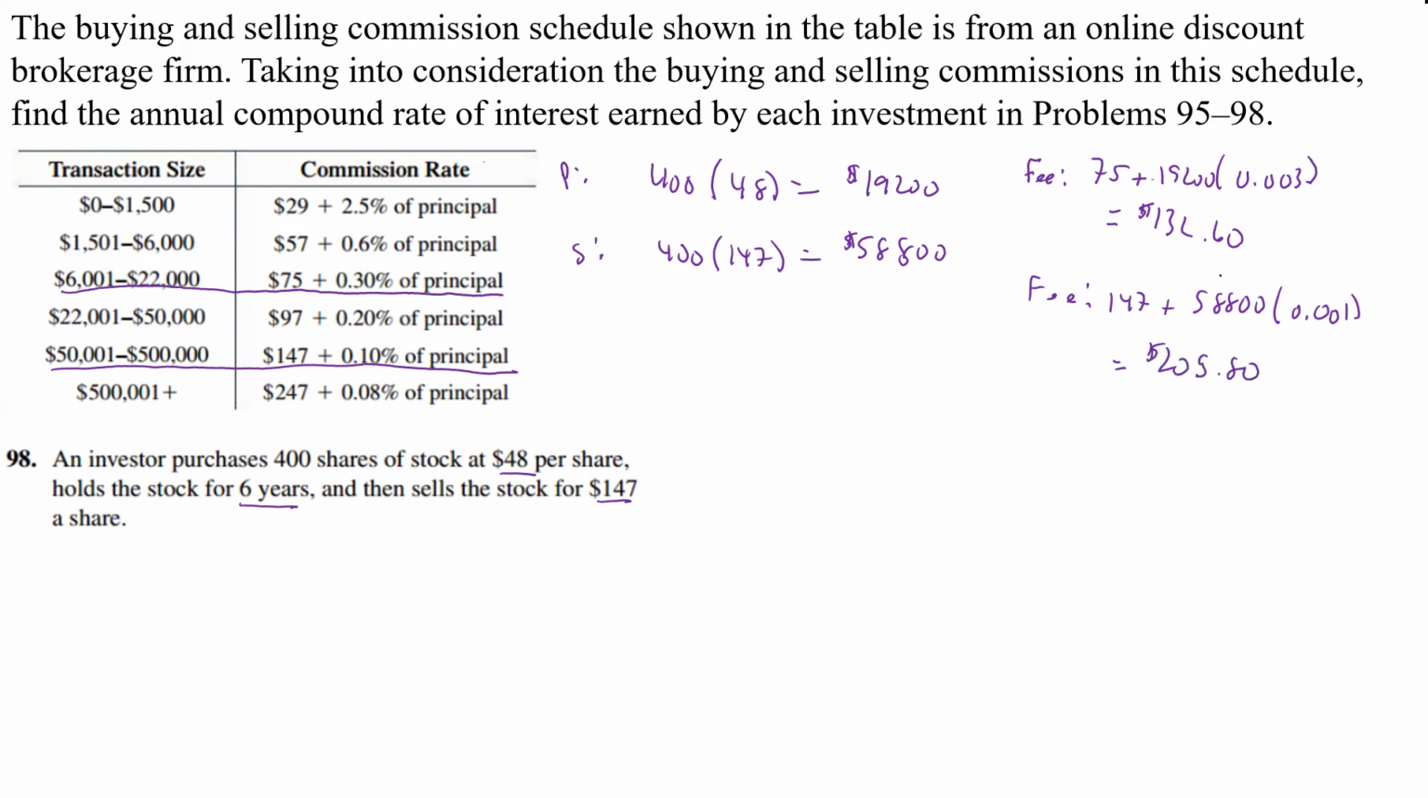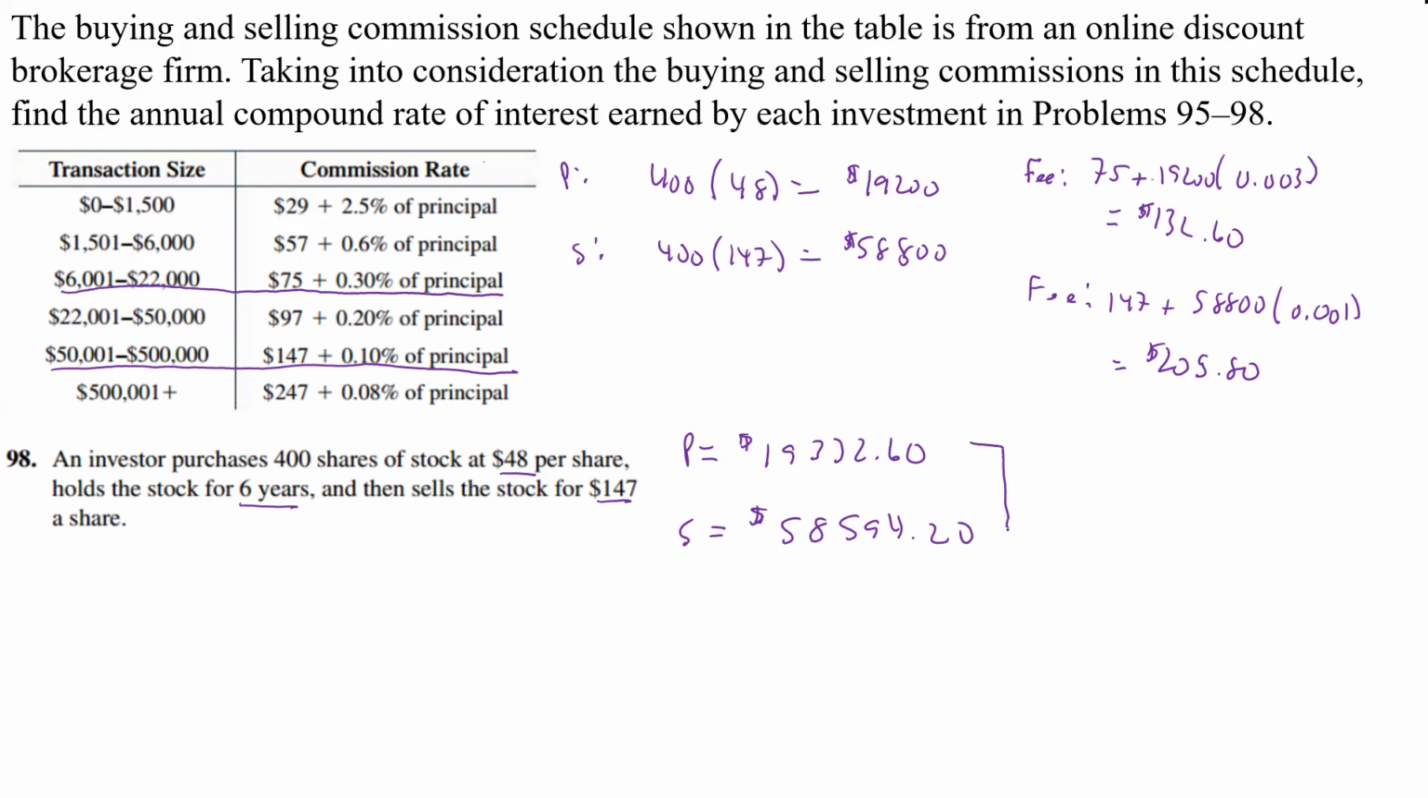And so now what we have to think about, what did we do? Well, for the purchase, that's going to be equal to the 19,200 plus the 132.60, so that's 19,332.60. And for selling, we're going to make 58,800 minus the 205.80, and that gives us a value of 58,594.20. All right. Now, the whole key is we're supposed to find the annual compound rate of interest.